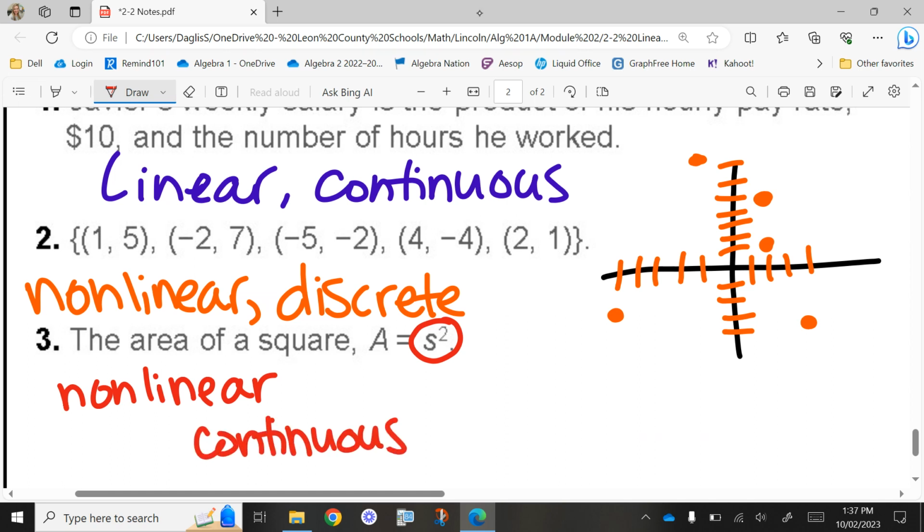It didn't tell me how big the square was. It could be any value, right? They didn't really give me any data with it. I can plug in anything and get anything out of it. So it's going to go on forever. It didn't tell me it stopped.